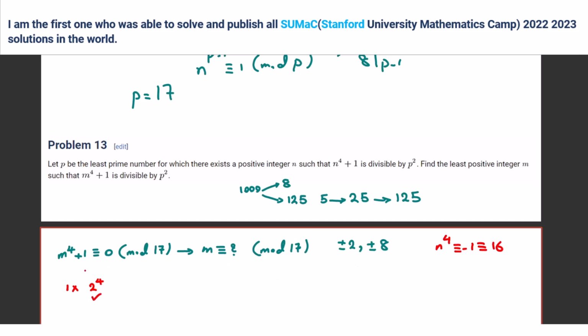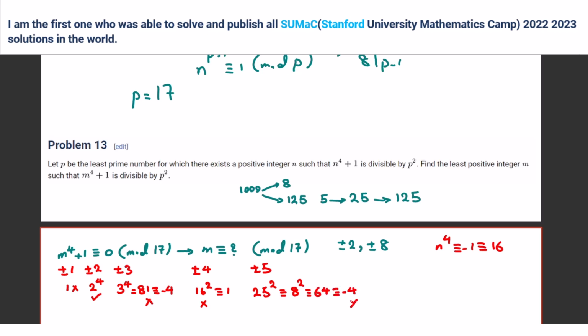We only say, okay, plus minus 1, plus minus 2 bad. Plus minus 3, 3 to the 4 is 81, which is negative 4, that's bad. Plus minus 4, when you want to calculate these, it's 16 squared, which is 1. Again, it's bad. Plus minus 5 is 25 squared, which is 8 squared, which is 64. It's negative 4, it's bad.